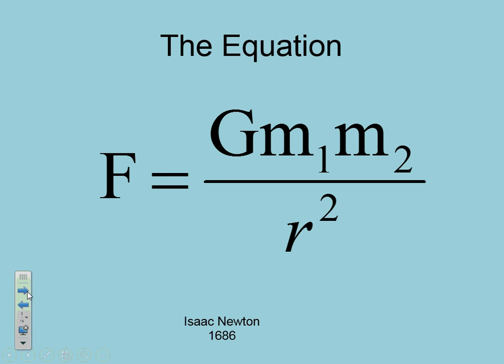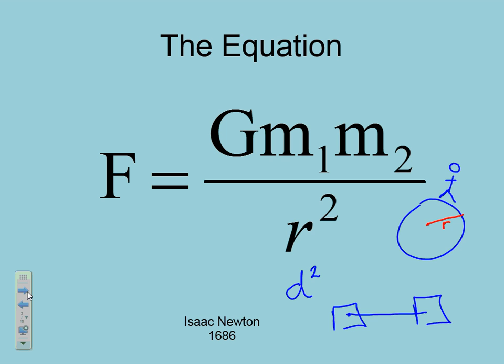Our equation is F equals big G, which is the gravitational constant, multiplied by both masses, divided by the radius squared. Now sometimes you will see a d squared instead of an r squared. If we're talking about a person standing upon a planet, say the Earth, we're going to look at the radius of the Earth as the distance between the two. If we're looking at two different objects, we'll look at the distance between the two masses.